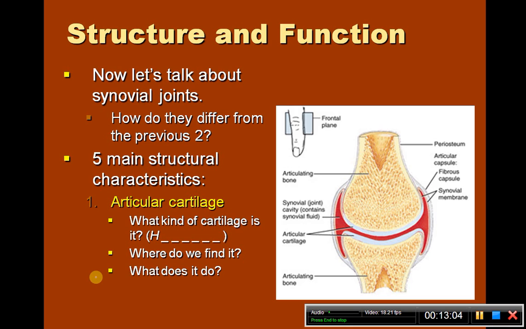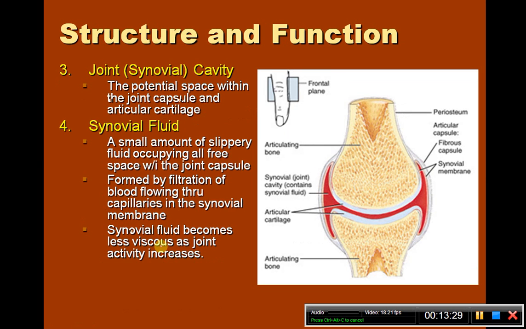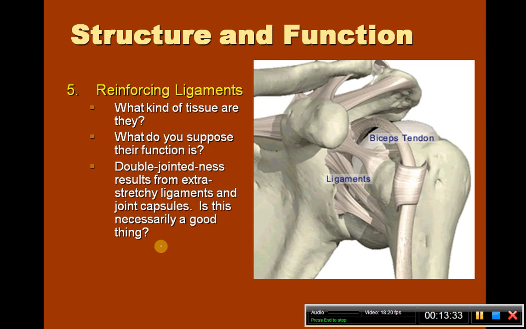Okay, and then we already walked through this, so definitely know the different parts of a synovial joint. Like, what was the name of the cartilage down here at the very end? Articular. And what type of cartilage was it? Hyaline cartilage. What do you call that fluid inside the joint? Synovial fluid, and that's inside the synovial cavity. We already talked about the articular capsule. Remember, you have two layers of that. You have the fibrous on the outside and the synovial membrane on the inside. Synovial cavity, full of synovial fluid, and then the ligaments.